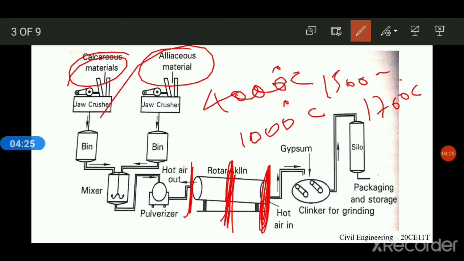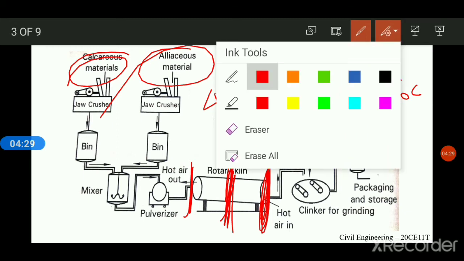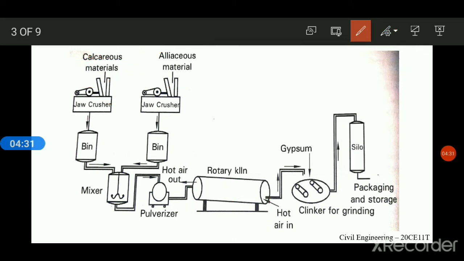to form small and hard stones, which are known as clinkers. It forms small, hard, stone-like pieces, so it is called a clinker. The size of the clinkers may vary from 5 to 10 millimeter.